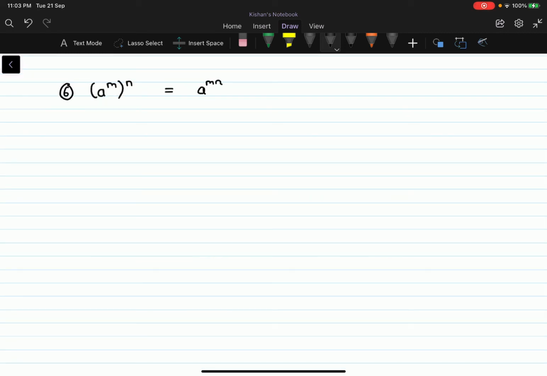A raised to m whole bracket raised to n is equal to a raised to m n. For example, 2 raised to 3 whole bracket raised to 2. How will we write this? 2 raised to 3 into 2. The answer will be 2 raised to 3 into 2. Therefore it is equal to 2 raised to 3 twos are 6. If any example is present in this form, a raised to m and bracket raised to any number, then we will multiply both the indices.